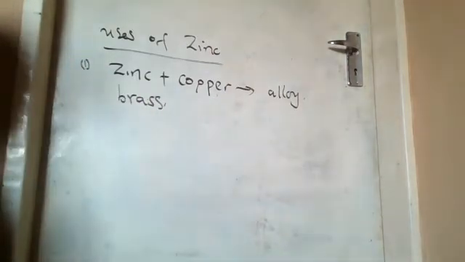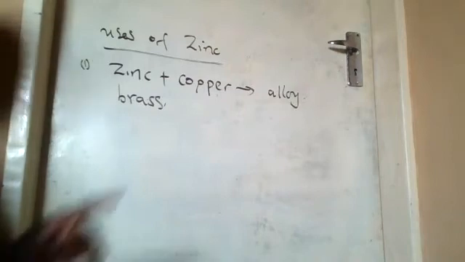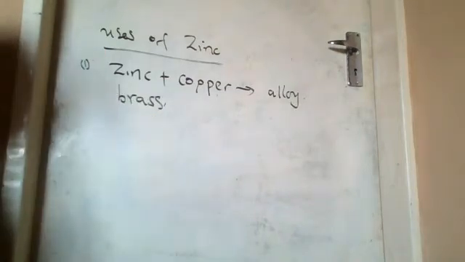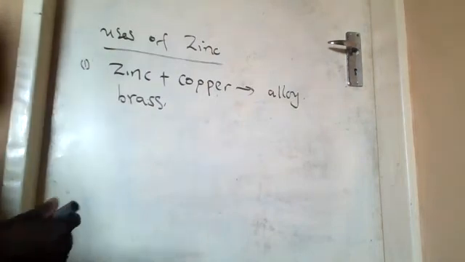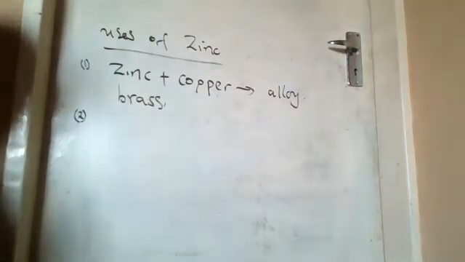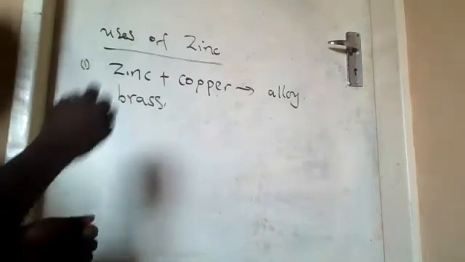Now, how do they make brass? Brass is made by combining zinc and copper. That is one. Two, where do you use this zinc?